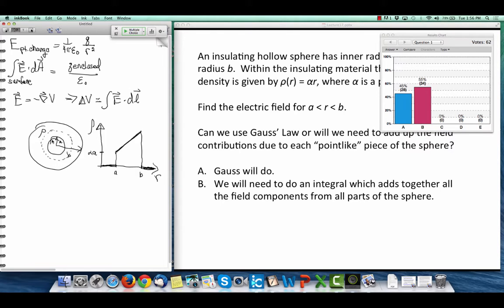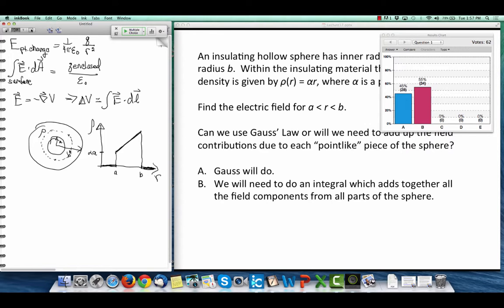And so here I'm sketching a spherical Gaussian surface that is inside the charged insulating material. Because of the spherical symmetry of the charge density, that Gaussian surface has a radial electric field. The electric field either points radially inward or radially outward. It's a positive charge density, so radially outward. And every point on this Gaussian surface is identical. So because of the rotational symmetry, the electric field has to be the same at every point on that Gaussian surface.